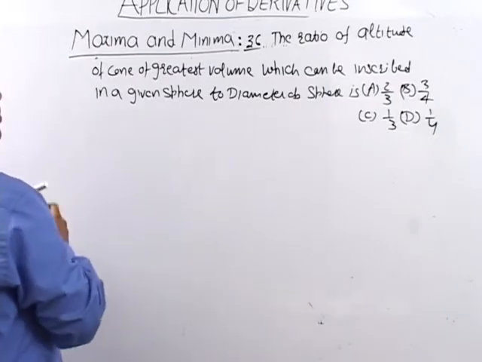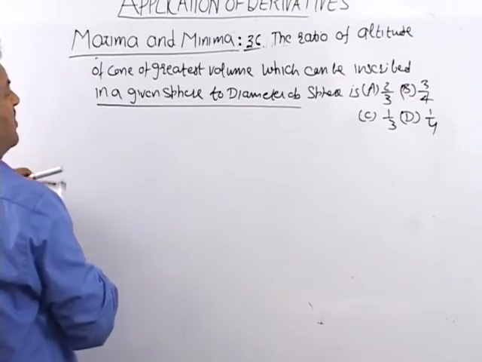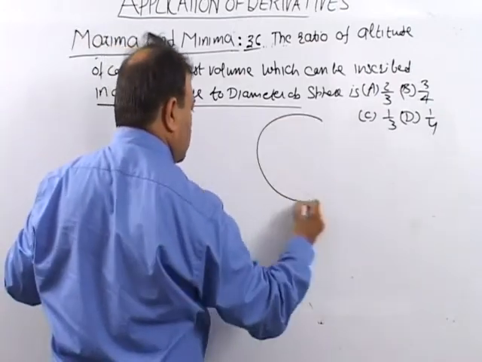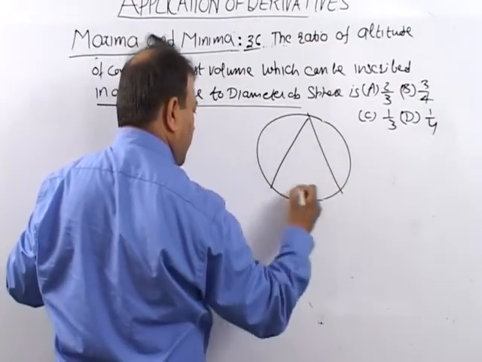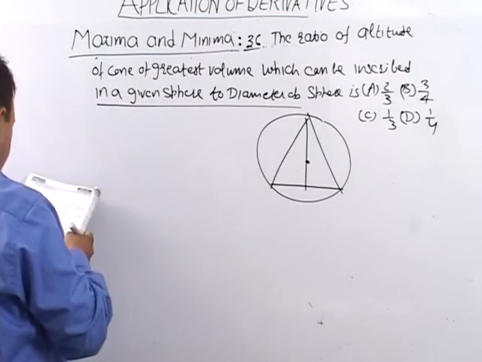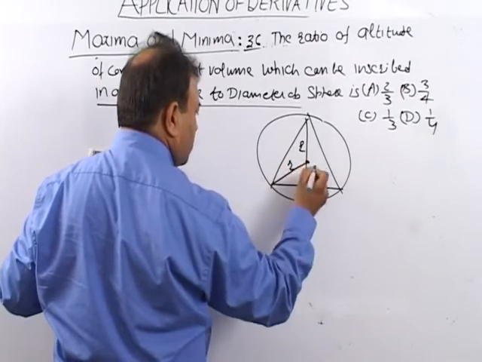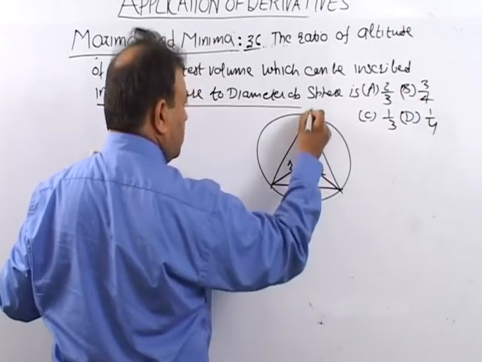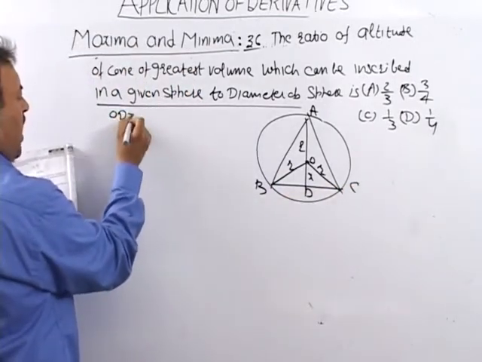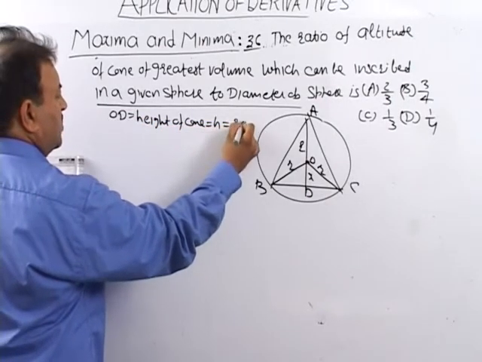हमें ये है क्वेश्चन में the ratio of altitude of cone of greatest volume which can be inscribed in a sphere. That means we draw a figure, we draw a sphere, and in it we draw a cone. We inscribed a cone. This is a sphere, this is the center of sphere. We'll say this is R. This will be R, this will be R. This is O, this is A, this is B, this is C, this is D. OD is equal to height of cone, H is equal to R plus X.